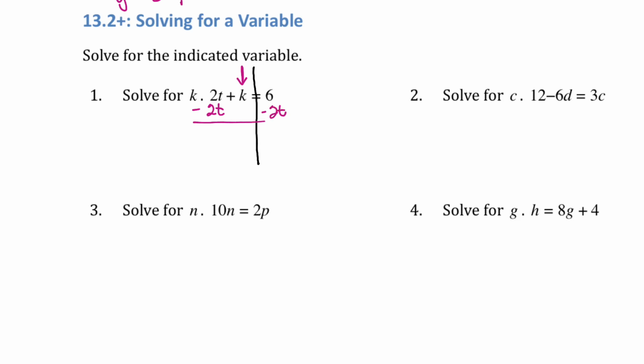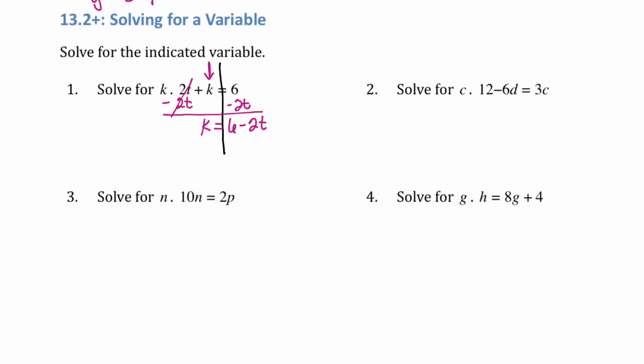I know I cannot combine the 6 and the minus 2t because the 6 does not have a t attached to it. So we're going to have 6 minus 2t. Then we have solved for k.